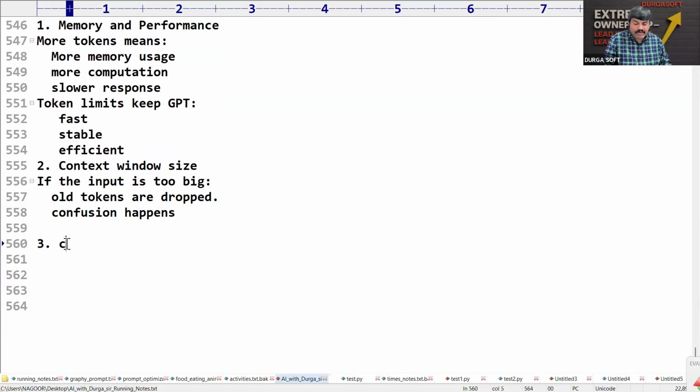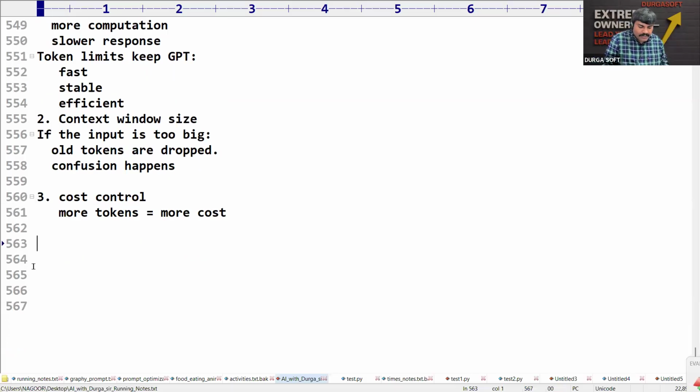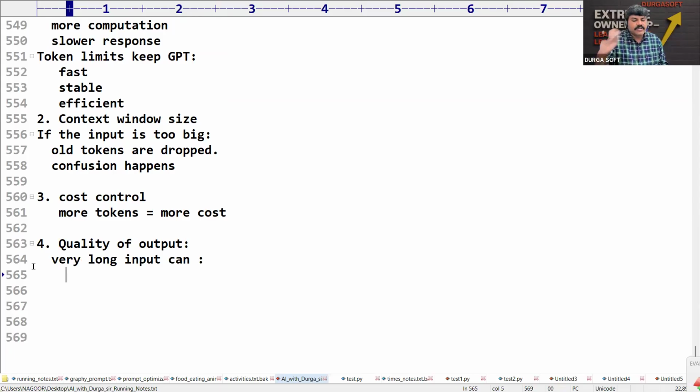Next, the third one: cost control. More tokens means more cost. Power consumption and server usage all matter a lot. Next, quality of output also matters. A very long input can confuse the model, reduce focus, and reduce answer quality. Remember this: it confuses the model and reduces focus.